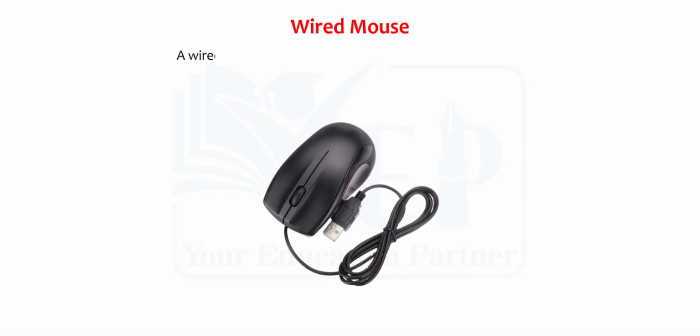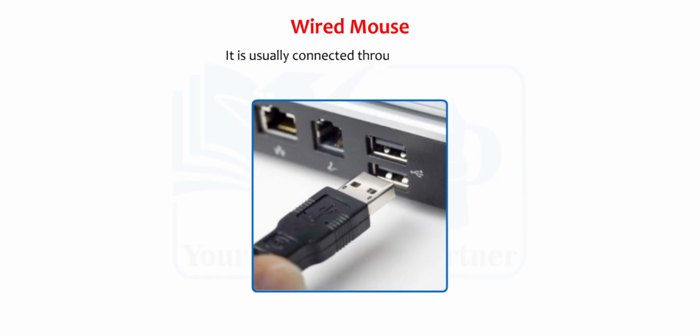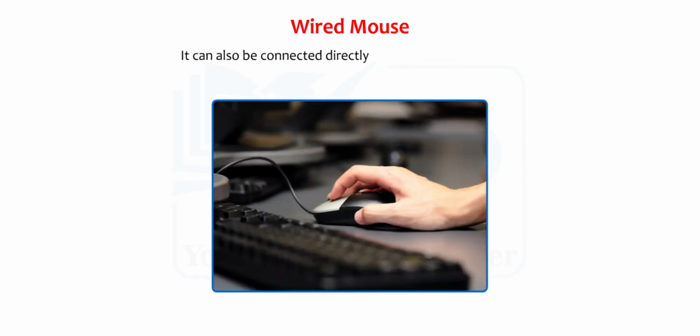Wired mouse. A wired mouse is connected with a computer through a wire. It is usually connected through a USB port. It can also be connected directly to our desktop or laptop. In this, information is passed via a wire.